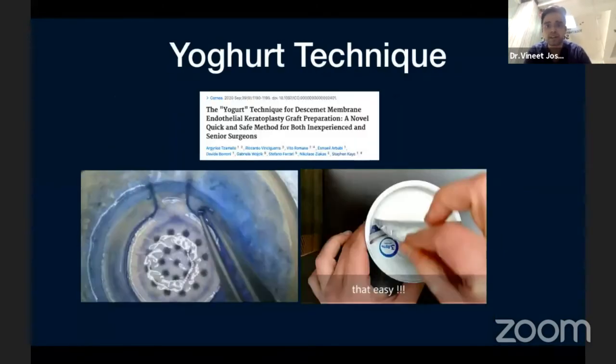The yogurt technique was introduced by Dr. Zamalis, which involves a trephine which is sized like that of a yogurt, wherein it has a hinge. And these hinges are useful in direct stripping away, like how you peel off the lid of a yogurt can. These trephines are useful, especially in pre-stripped grafts.